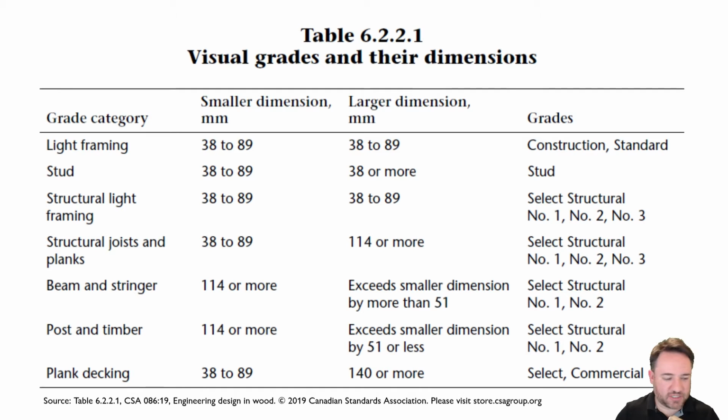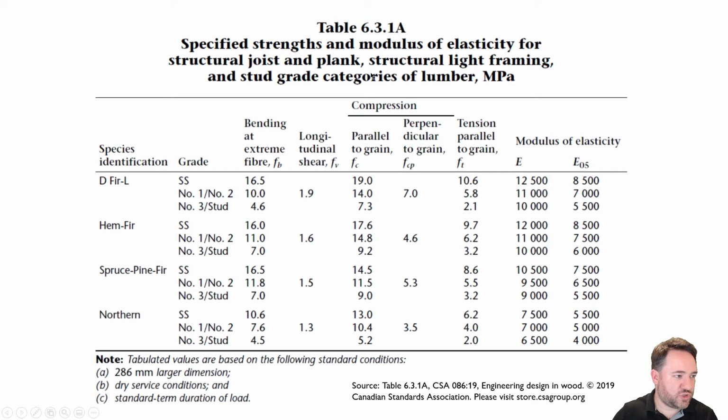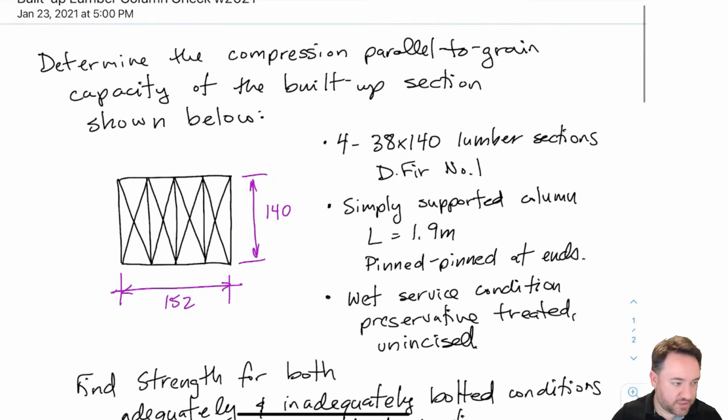Okay, so our plies happen to be 38 by 140, right? So that means smaller dimension 38, so it's one of these 4. It's 140, so it's this one, and I believe it was number 1 grade. So we're basically talking about this category here, structural joist and plank. So that means I have to go to the structural joist and plank table, which it says here is table 6.3.1a. And this is where I'm going to pick out my compression strength and also my E and my E05 as necessary.